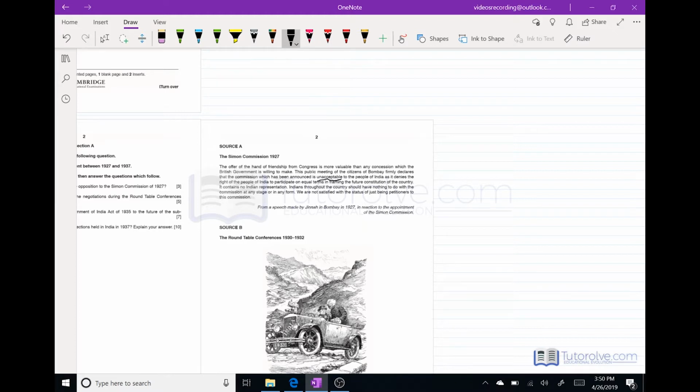and to the people of India, as it denies the right of India to participate on equal terms in framing the future constitution of the country. It contains no Indian representation. Indians throughout the country should have nothing to do with the commission. We are not satisfied with the status of just being petitioners to this commission. So all of these points basically talk about the fact that the Indian people were not happy with the Simon Commission.